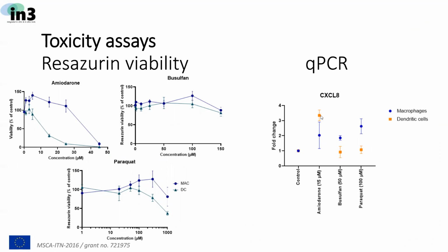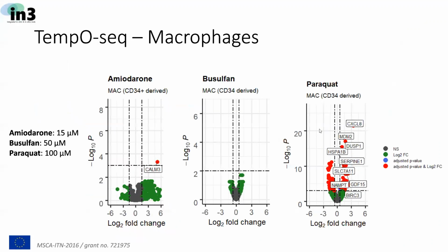The fold change in dendritic cells is higher than in macrophages for CXCL8. However, for paraquat, the macrophage response was higher. So here's some overview of the Tempo-seq chemical exposures in CD34 macrophages. Busulfan didn't have much effect as expected. There is some effect for amiodarone, but this is mostly insignificant.